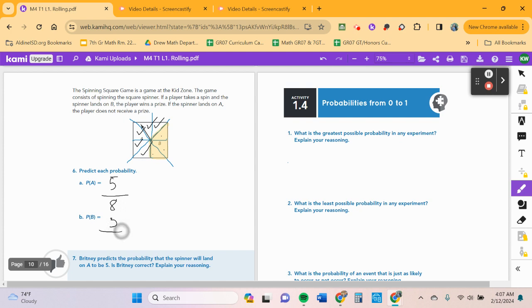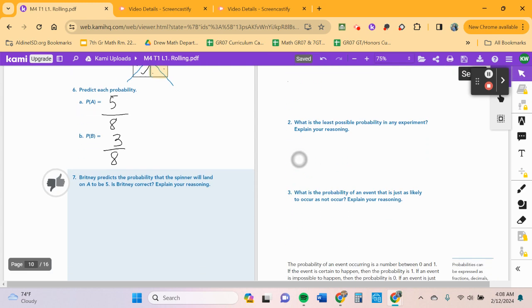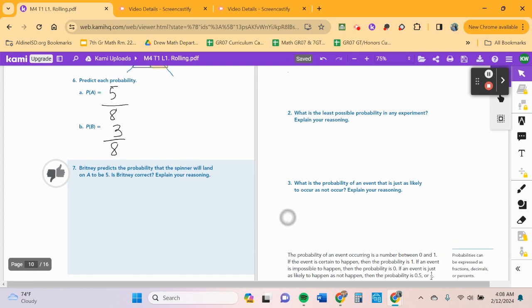That should have taken 2 seconds. You should have gotten 3 out of 8. And that is a weird looking 3. Let me rewrite that. 3 out of 8. There we go. Alrighty. So now let's move on to the last question of this activity.